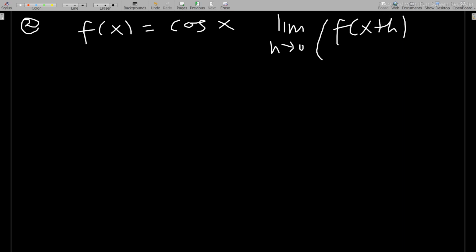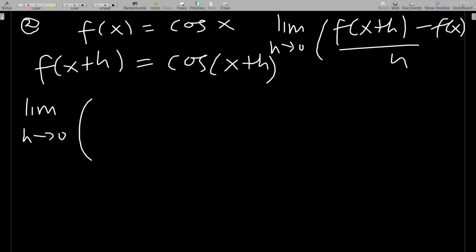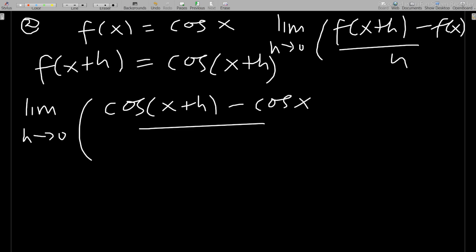f of x plus h minus f of x, over h. Now you know that f of x plus h for cos will be equal to cos of x plus h. So now let's put them here. You have the limit as h approaches 0 of cos of x plus h minus cos of x, over h.